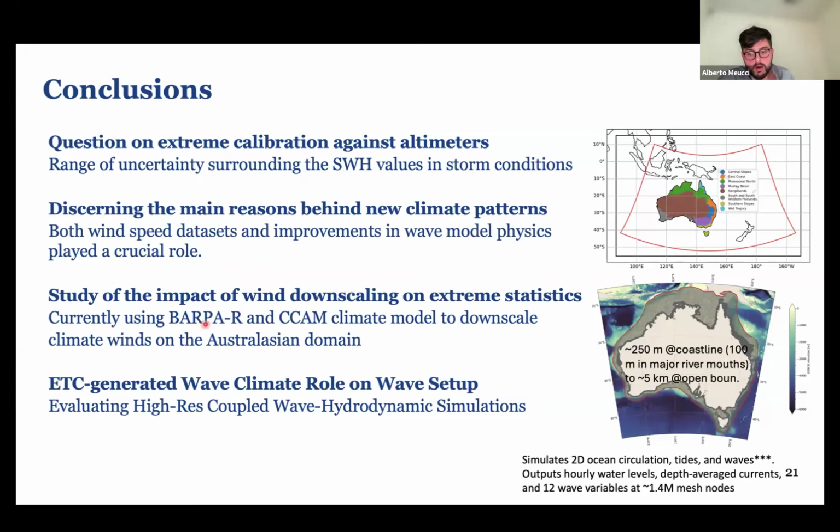role. And then ultimately, for the regional part, I'm also doing analysis, and we just published a paper in Climate Dynamics on wind downscaling using some regional climate model that we run here in Australia. And then through that, finally, with a coupled wave hydrodynamic model, we'll estimate what is the wave setup contribution of the ETC generated waves, especially for these regions exposed to Southern Ocean and the Indian Ocean ETC generated wave climate. There it is. Sorry if I've been a bit long, but that's the end of my talk.